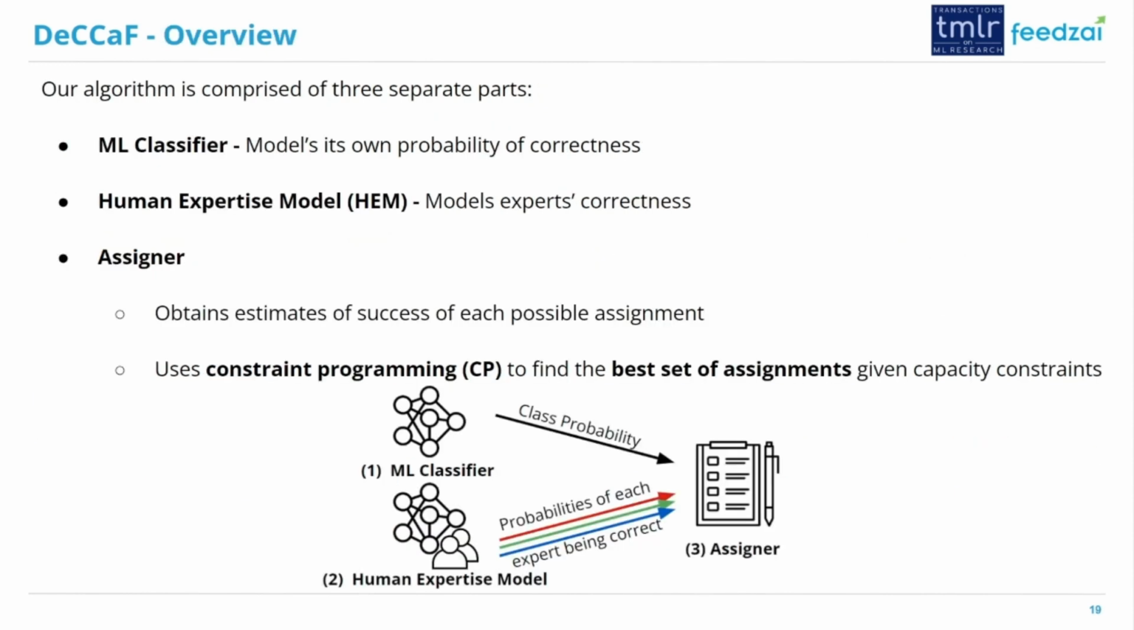Having defined the classifier and the rejector via the human expertise model, all that's left is to add our new component, the assigner. Via the machine learning classifier and human expertise model, the assigner receives estimates of the success of each possible assignment, and then uses constraint programming to find the best set of assignments given the capacity constraints.